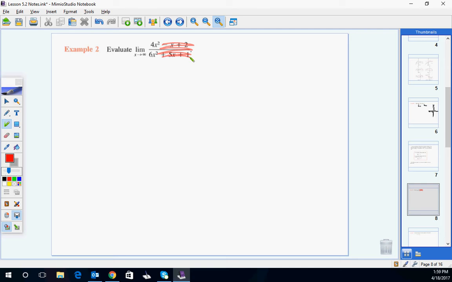Like what I'm saying is, was one x squared? They're both x squared, so they both grow the same speed. So your answer is 4 over 6, which is 2/3. So you have an asymptote at 2/3.